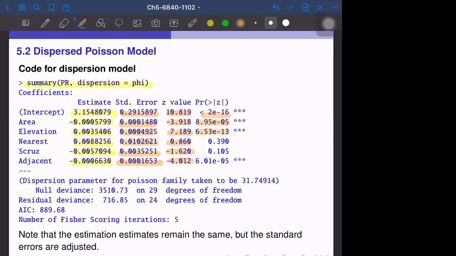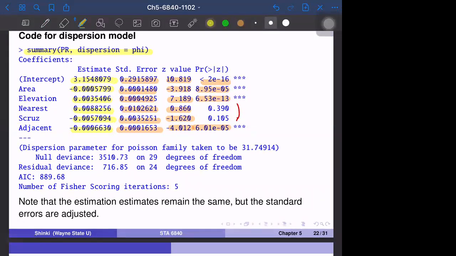Maybe the nearest and the SCRUZ. So these two variables become insignificant from the previous one. So last time, every variable was really significant. The p-value was all less than 0.0001, but this time these are not significant variables. So our conclusion has slightly changed.